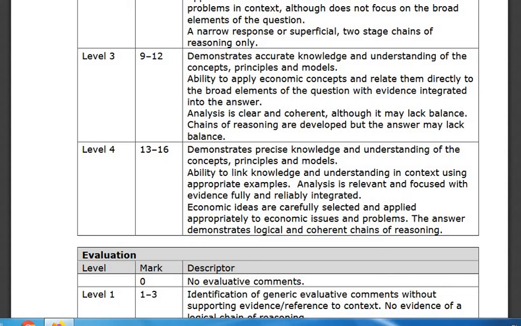The answer demonstrates logical and coherent chains of reasoning. So you've got logic chains there. Again, you can't learn how to write well. This is where it's so important that you spend good quality time on your homework.